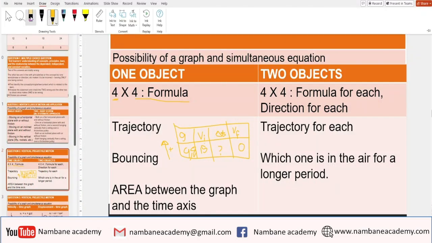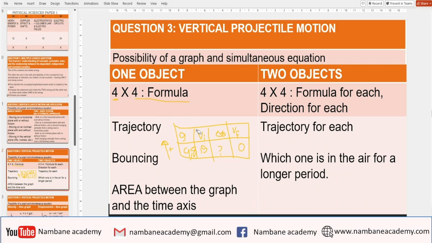So let's encourage our learners to use this strategy of 4x4, that we are having 4 variables, and then in that 4 variables, then they must choose a formula which is going to contain the 4. And then the formulas that they're using, let's encourage them. We are having 4 formulas there, but let's discourage them to use the last one, where it is delta y equaling to v final plus v initial over 2 multiplied by time.